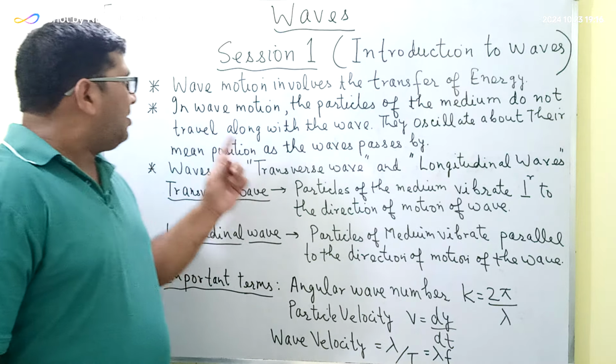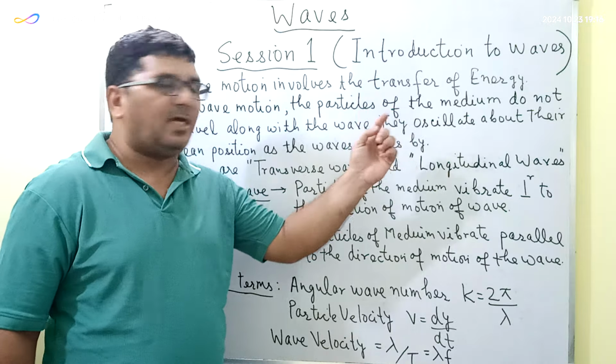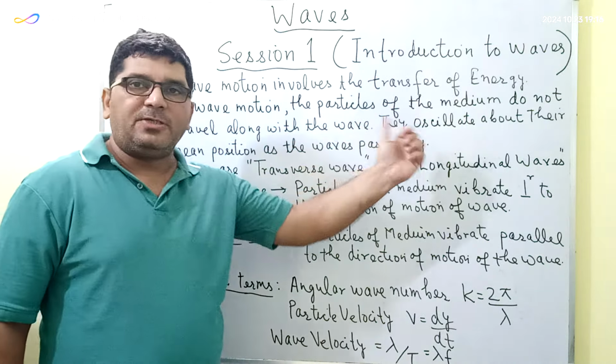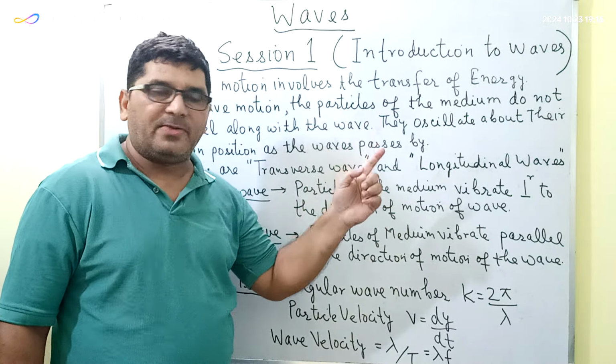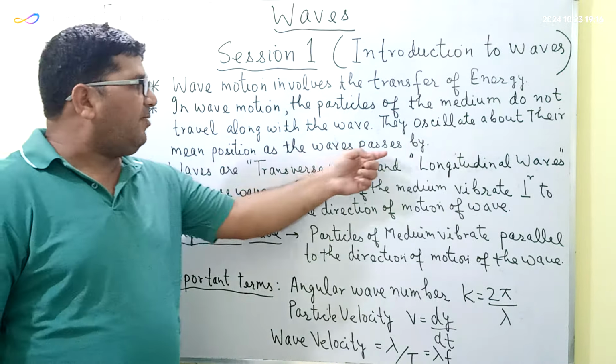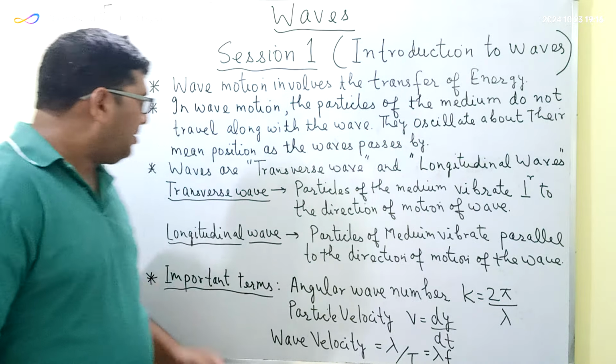That is, in the wave motion, there is a transfer of energy from one point to another. However, the particles of the medium do not move along with the wave. They only oscillate about their mean position as the wave passes by. So this is a very important point: the particles of the medium do not move along with the wave. They oscillate about their mean position as the wave passes by, and in the wave motion there is a transfer of energy from one point to another.